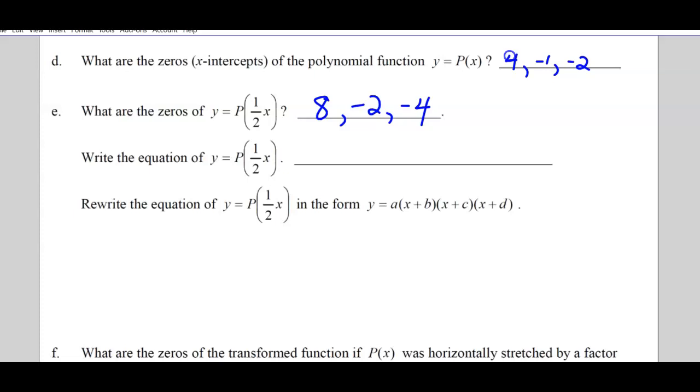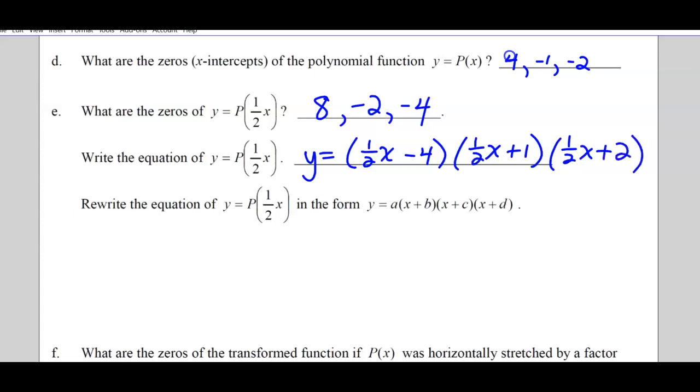Now I want you to actually find the equation of that transformed function. So this is going to be y equals, we're going to replace x with 1/2 x. Remember it was a minus 4, then we replace x with 1/2 x and it was a plus 1, and x with 1/2 x and it was a plus 2. That's the transformed function, but not in the form that we like to show.